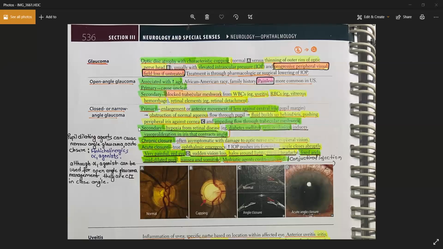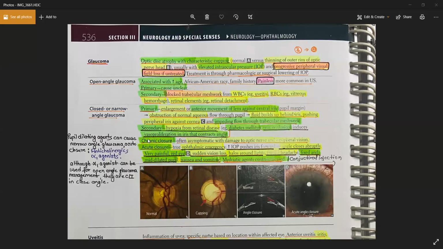The secondary causes include hypoxia and retinal diseases like diabetes mellitus, venous occlusions, any kind of vascular proliferation, and they will all cause an increase in the pressure behind the iris, and as a result, the angle will be closed between the iris and the cornea.